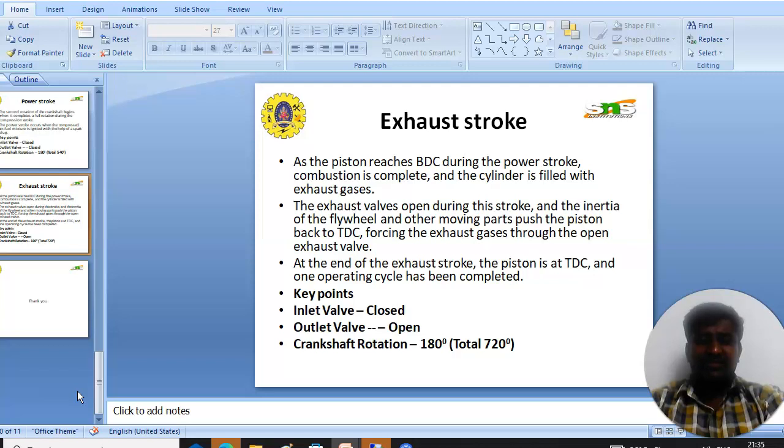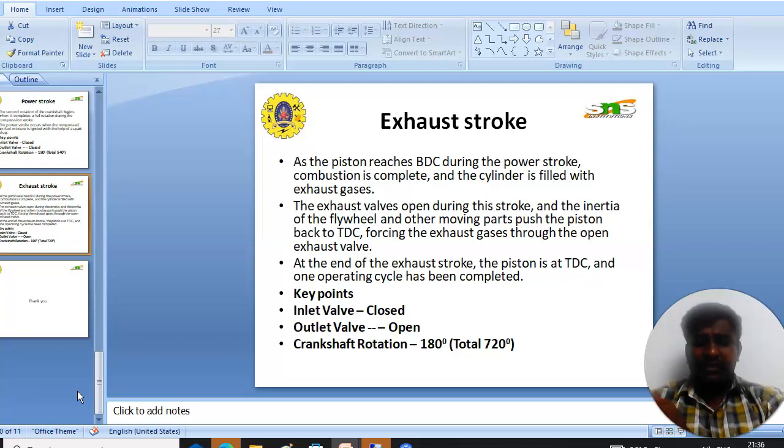The final is the exhaust stroke. The piston reaches the BDC during the power stroke. The combustion is complete and the cylinder is filled with exhaust gas. The exhaust valve opens during this stroke, and the inertia of the flywheel and other moving parts pushes the piston back to the TDC, forcing the exhaust gas through the open exhaust valve. At the end of the exhaust stroke, the piston is at TDC and one operating cycle has been completed.